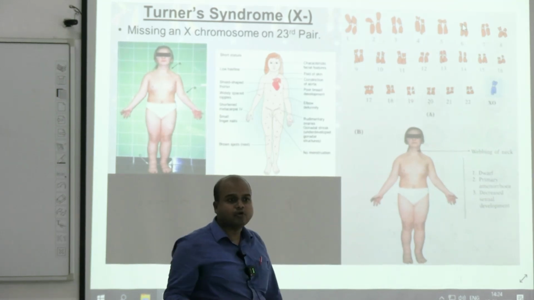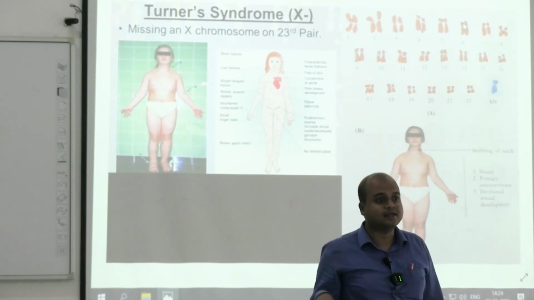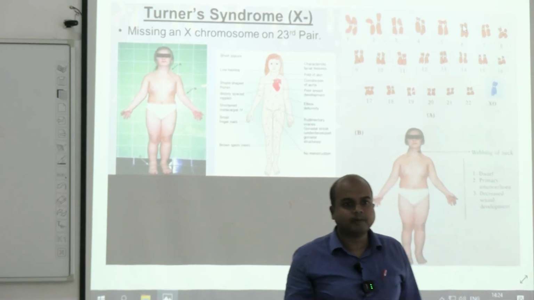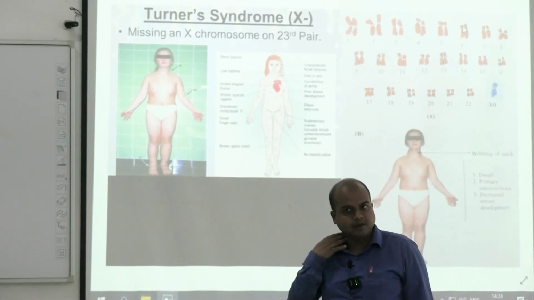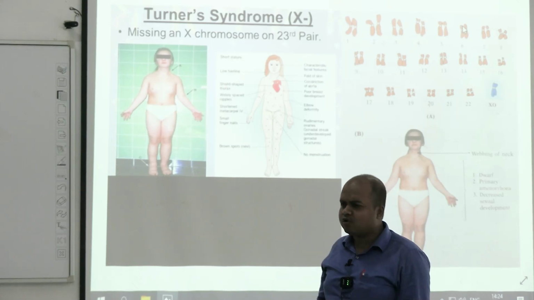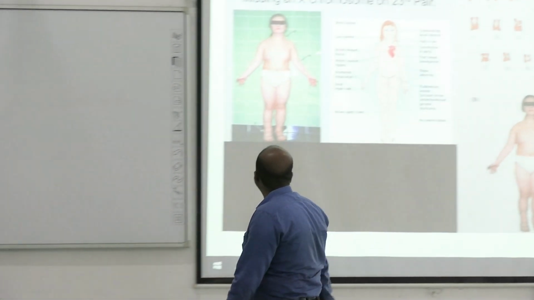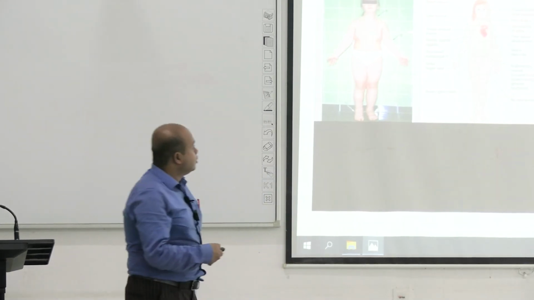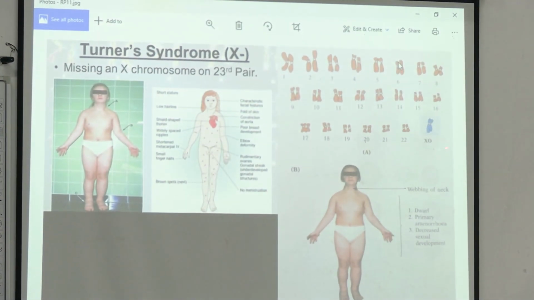Rudimentary ovaries, that means ovaries, are called streak gonads. Streak gonads, rudimentary ovaries. Features of Turner syndrome: webbing of neck, short stature. One or two features you should remember, just memorize. Again, you see this is XO, only one X chromosome, not two X chromosomes.